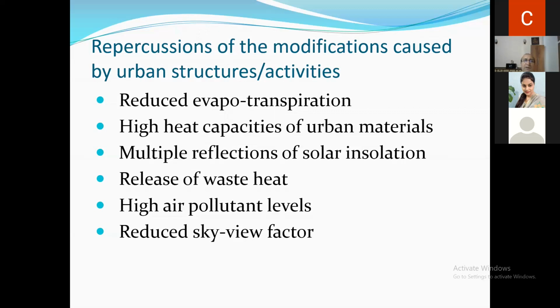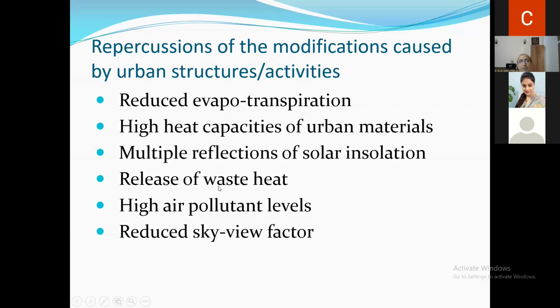And as I told you, there are multiple reflections of solar insolation. The rural areas would be more or less plain because most of the land use is cropland. So it is a plain surface. Once the solar radiation falls on that plain surface, a part of it is absorbed and the rest is reflected back towards space. But not like urban materials, where there may be multiple reflections. That is, the incoming solar radiation falls on one surface, then on another, and then on another. Each time there may be some absorption. So again, that would contribute towards warming.